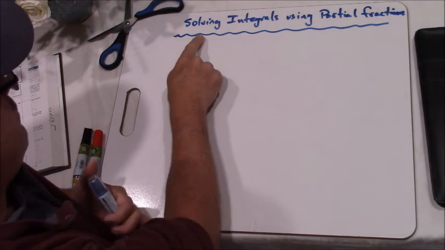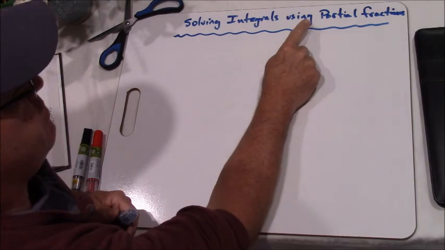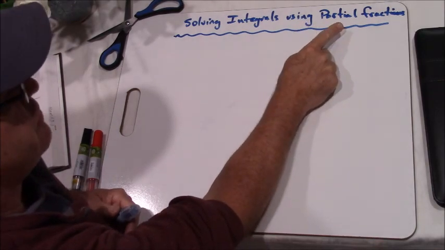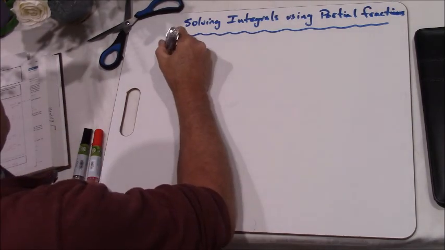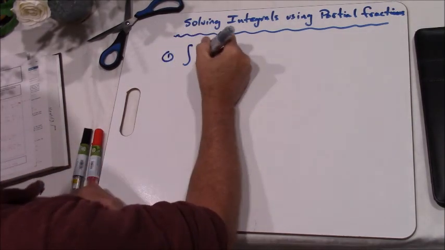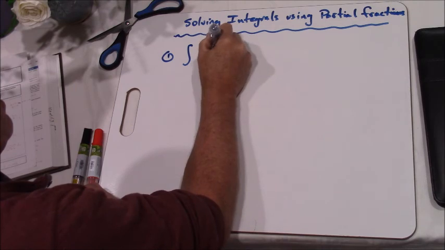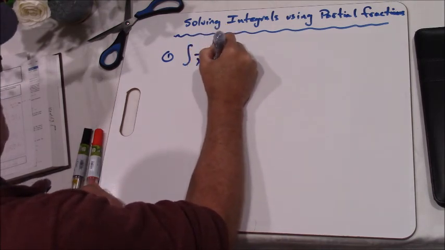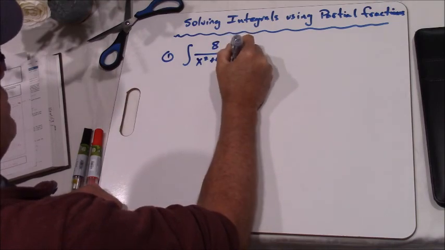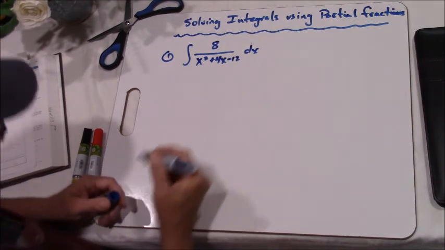All right, so what we want to look at for today is solving integrals using partial fractions. And so, what does that mean? That means if I have an integral that looks like this, 8 over x squared plus 4x minus 12 dx.